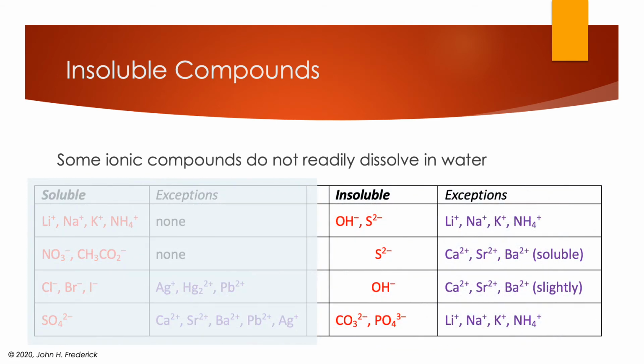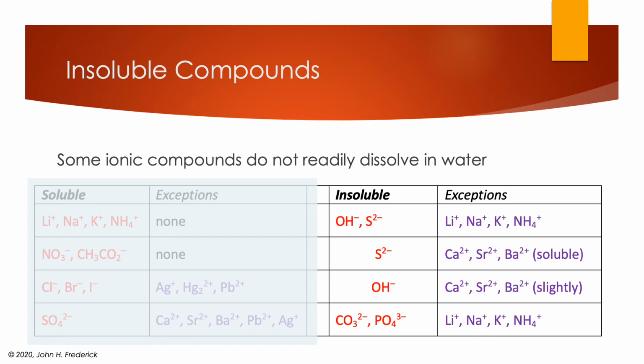Okay, now let's look at the ones that are principally insoluble. There are only 4 ions that we're going to worry about here: hydroxide, sulfide, carbonate, and phosphate. For hydroxide and sulfide, lithium, potassium, sodium, and ammonium are all soluble, so they are exceptions to this insolubility. We also have calcium, strontium, and barium, which are soluble with sulfide, so they are exceptions there. For the hydroxide, they are slightly soluble. But all other sulfides and hydroxides would generally be insoluble.